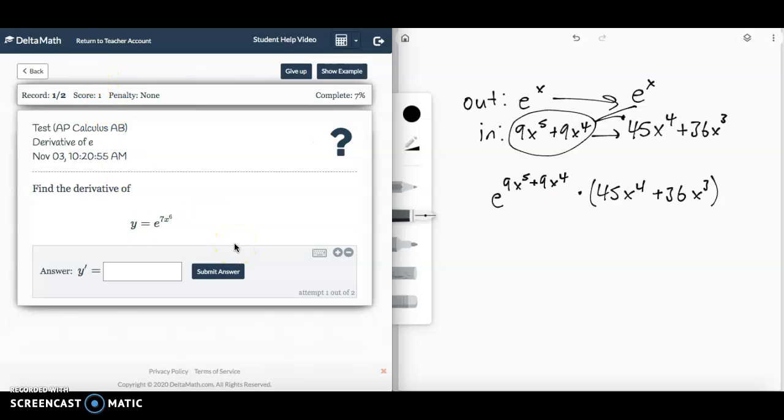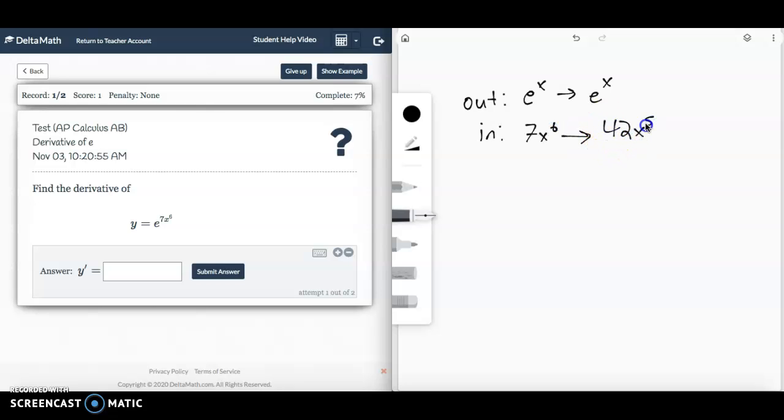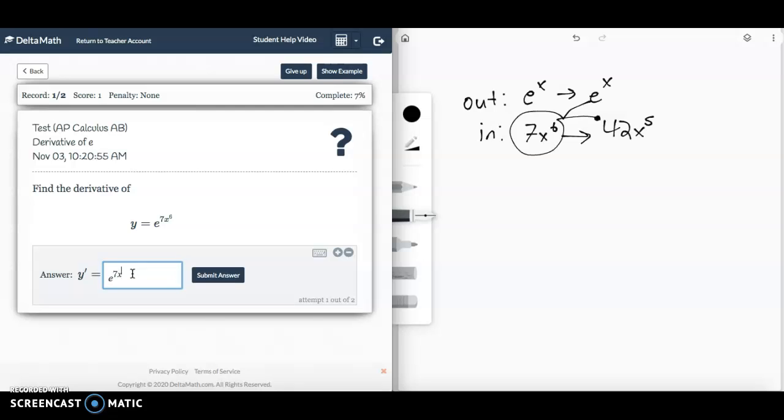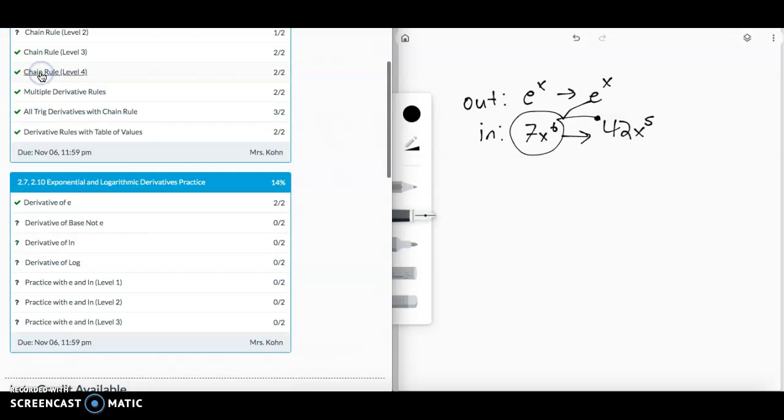We can do the same thing for this one. So your outer function is e to the x, derivative is e to the x. Inner function is 7x to the 6th, so the derivative of that would be 42x to the 5th. Derivative of the outside, keep my inside the same, times the derivative of the inside. E to the 7x to the 6th times 42x to the 5th. Boom. All right, let's go to the derivative of the bases that are not e.